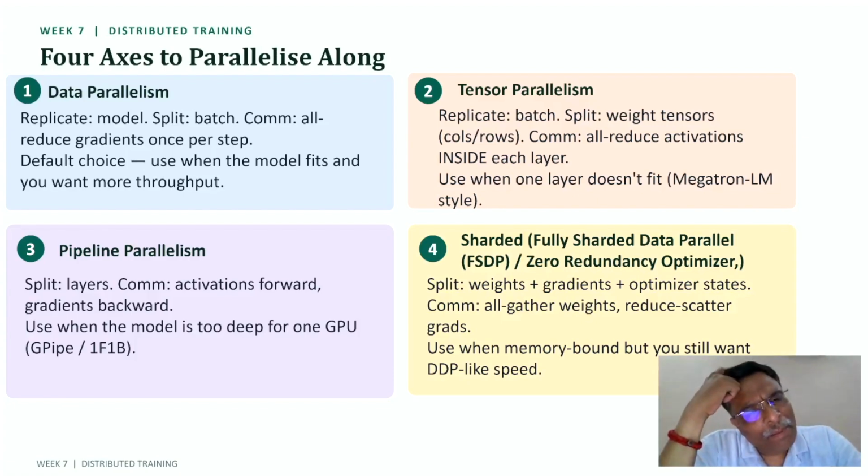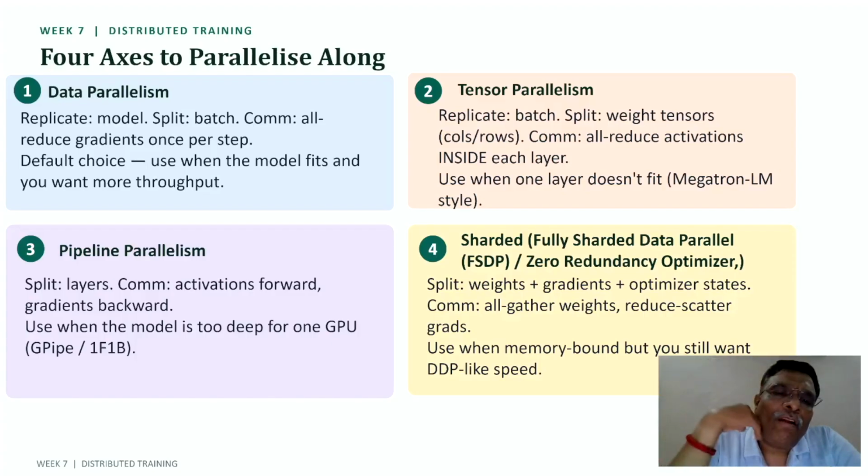So this type of parallelism again can be used when we have a model which is very deep and we actually cannot use just one GPU for it, okay. The fourth approach is to do sharding. There's a sharded approach, right? So we have the fully sharded data parallel approach, and then there is the zero redundancy optimizer, which is another approach, right?